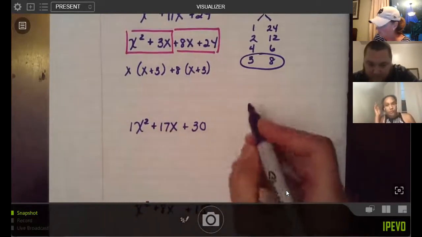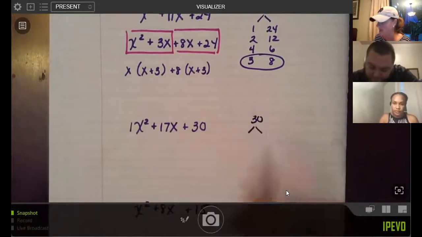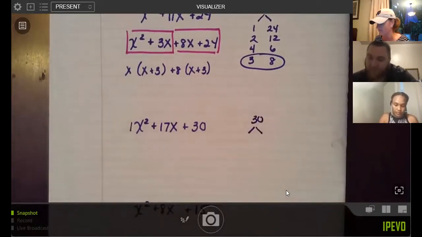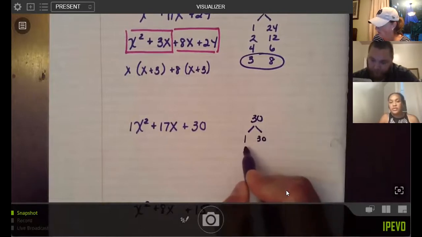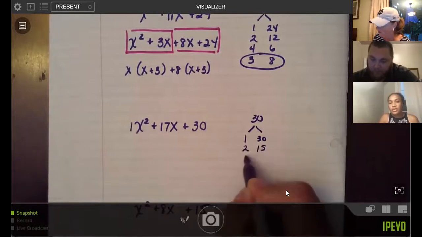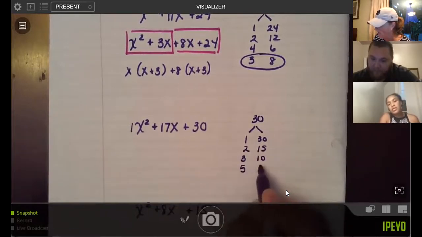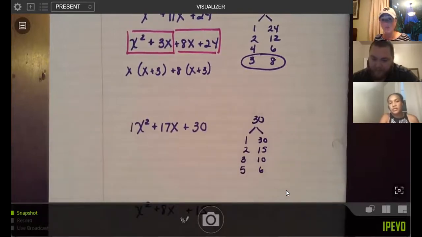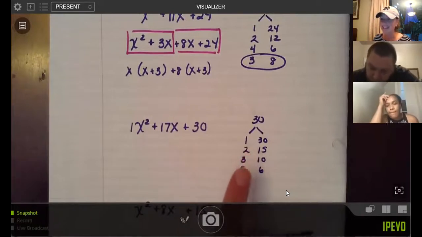So what's 1 times 30? 30. And now we got to break down all the factors of 30. Okay. So hang on. 1 and 30, 2 and 15, 3 and 10, 5 and 6. I always go in order. So 1 will work, 2 will work, 3 will work, 4 will not, and then you did the 5, 5 and 6. Okay. Now be careful because sometimes we might have to do the sign sisters.